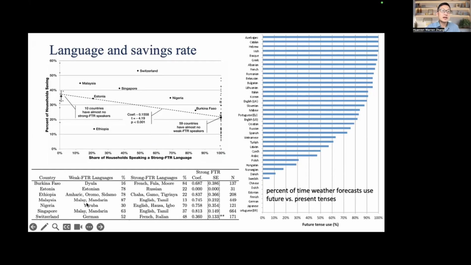And here is an additional table confirming this. In some countries, different households may speak different types of language with different future tense usage percentages, right? And by investigating those households within the country, you can say that they have more homogeneous economic status, right? And it's still demonstrating that households with language usage that has a high future tense usage are saving less compared to the other families with less future tense usage.